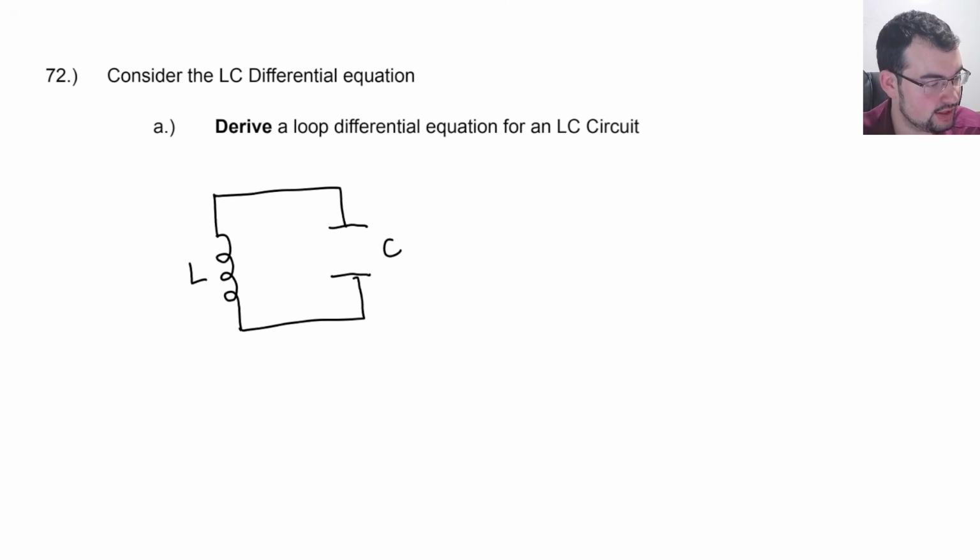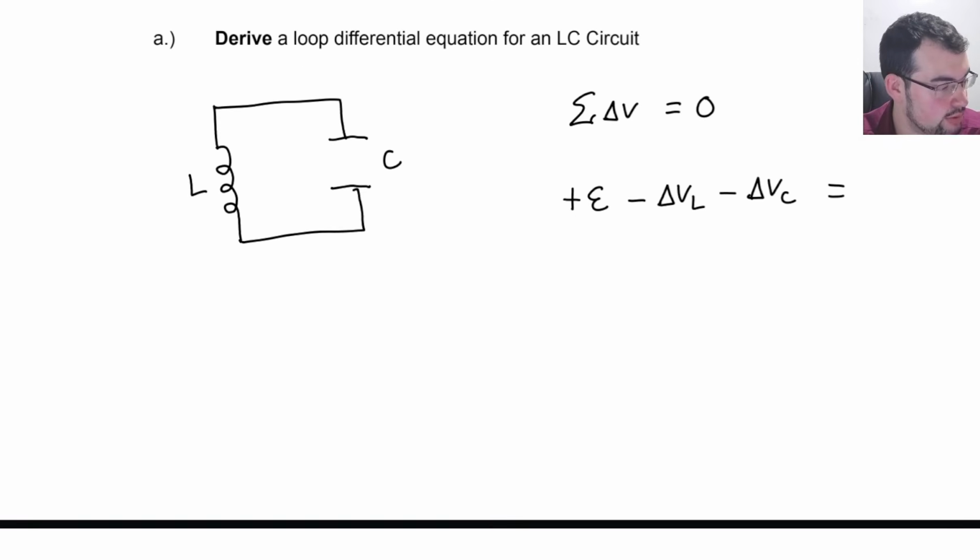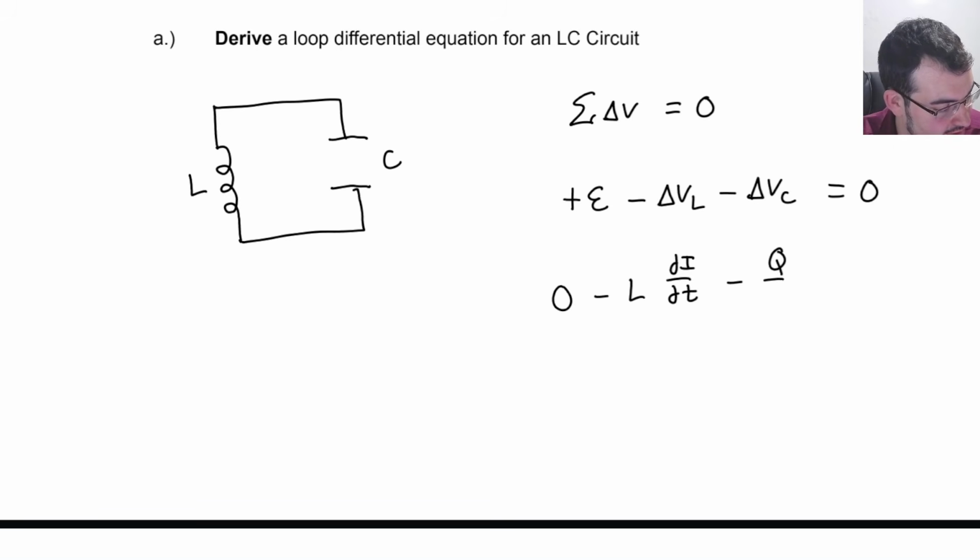So we always said that we start with the sum of the delta V's equals 0. We gain some voltage across the battery. Even if there's no battery there, we always include one. Then we drop some voltage across the inductor. Then we drop some voltage across the capacitor, and then we're home. Now we remember that there's no battery. Voltage drop across an inductor is L dI/dt. Voltage drop across a capacitor is Q over C.